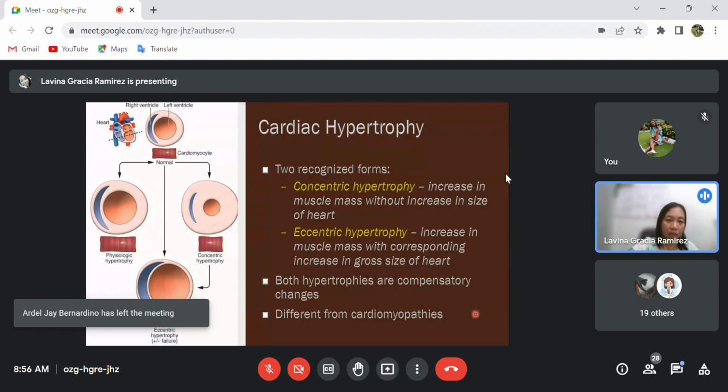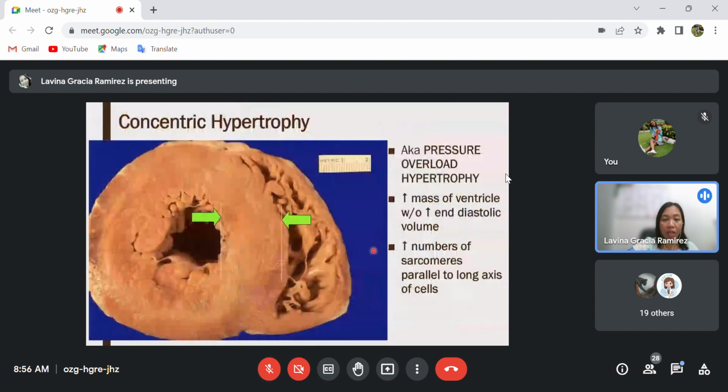Okay, so ito yung kanyang schematic diagram and changes. This is the physiologic hypertrophy, the concentric hypertrophy, and the eccentric hypertrophy naman is more of the pathologic conditions, okay, pag may cardiomyopathies. Okay? So, for the concentric hypertrophy, this could be seen in cardiomyopathies. Ayan. So, this is known as the pressure overload hypertrophy, in which there's an increased mass of ventricle without increased end diastolic volume.